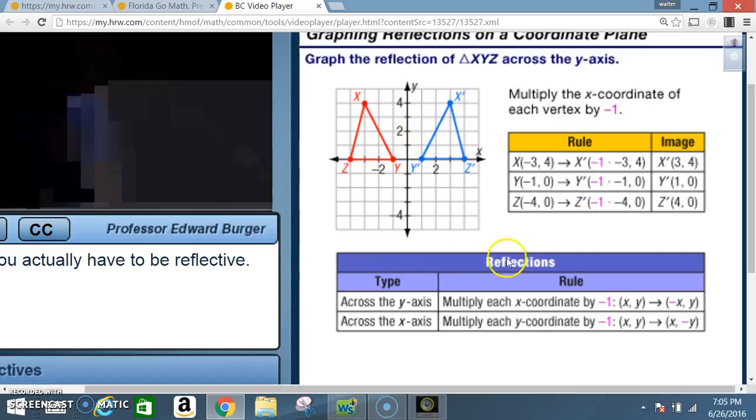Okay, now notice the rule for when you reflect across the x-axis. That is, if you were to take this here and reflect this way. Notice the rule: multiply each y-coordinate by -1. So now your x value stays the same, but your y value is being multiplied by -1.